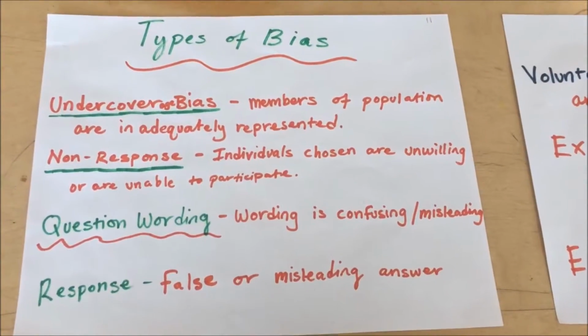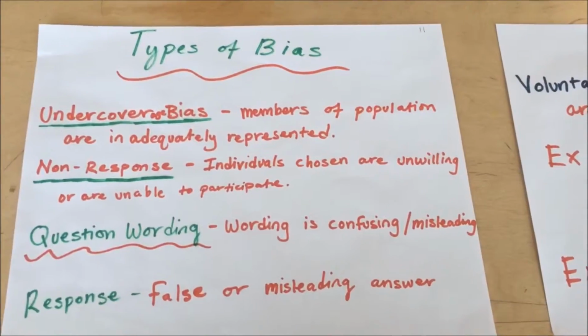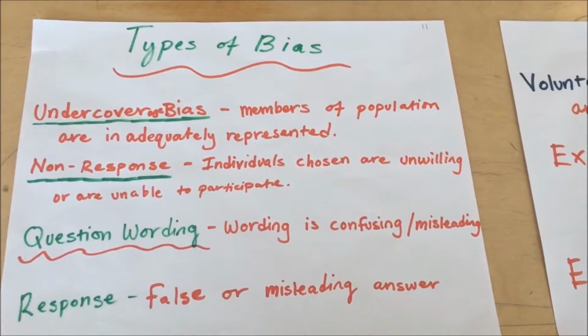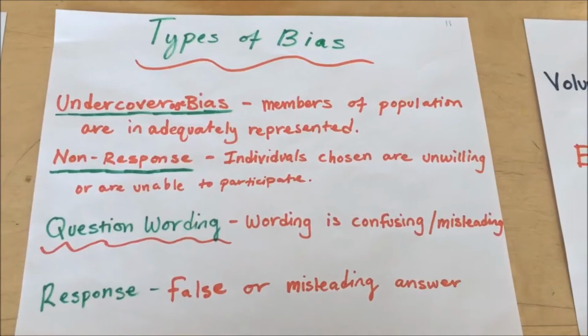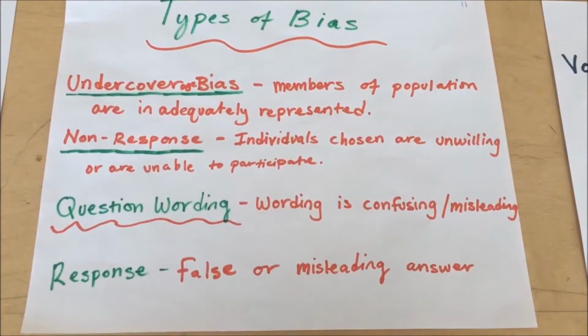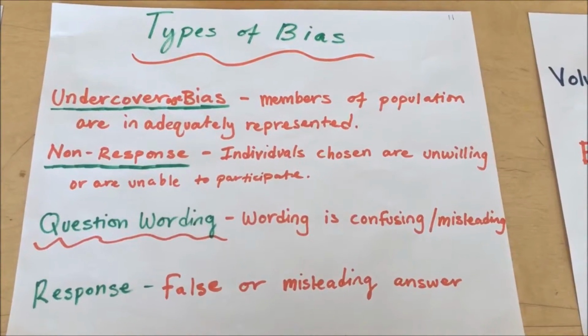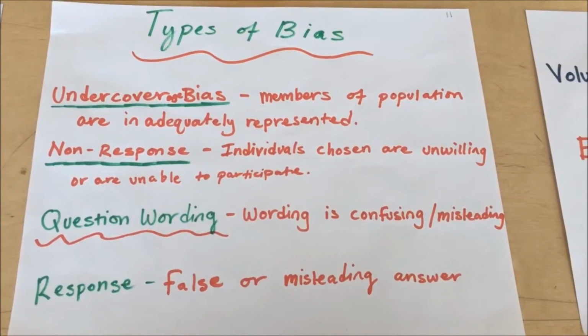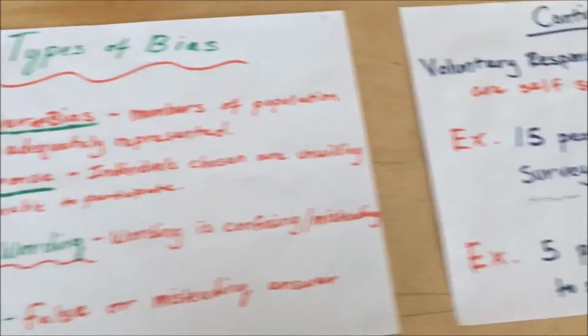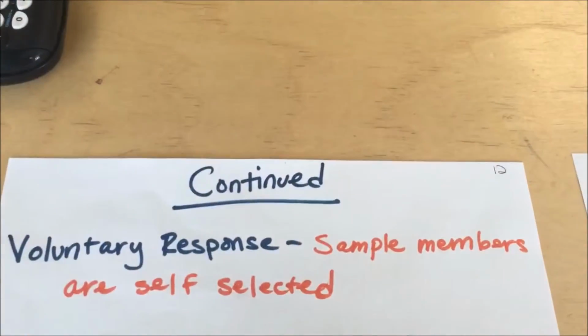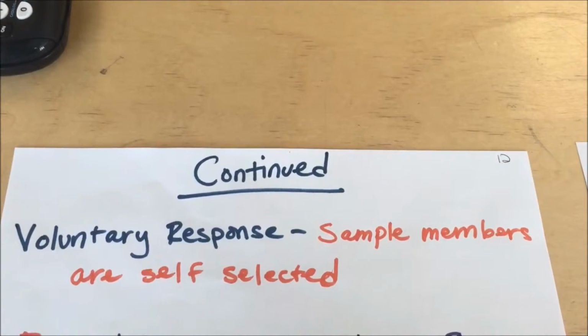Types of bias. Undercoverage bias is when members of the population are inadequately represented. Non-response bias is when individuals chosen are unwilling or unable to participate. Question wording bias is when the wording is confusing or misleading. Response bias is a false or misleading answer. Voluntary response bias is when sample members are self-selected.